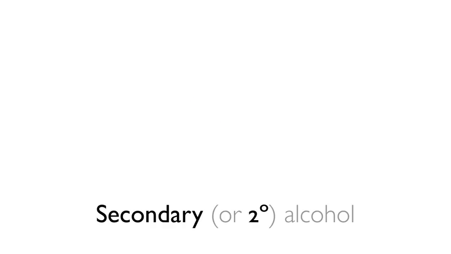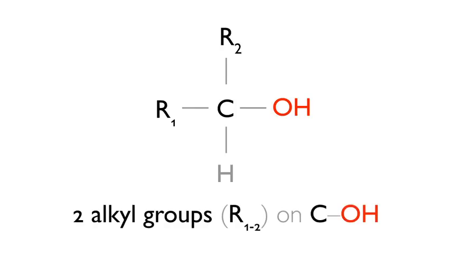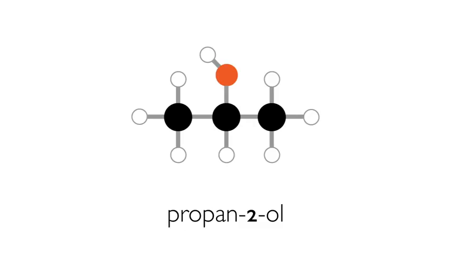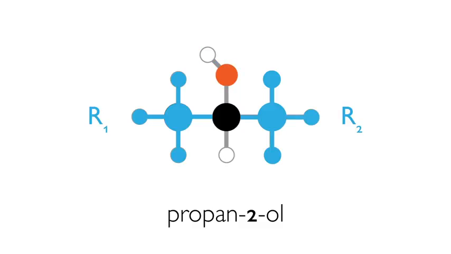In secondary alcohols, the carbon atom on which the OH group is bonded is attached to two carbon chains or two alkyl groups. Here is propan-2-ol. Here is the carbon atom on which the OH is attached, and here you can see the two alkyl groups or two chains of carbons attached to this carbon.